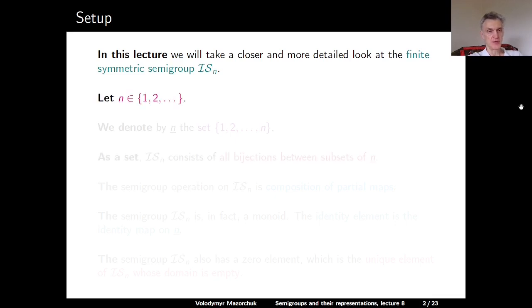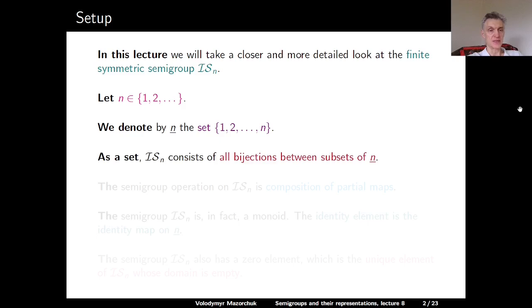So let n be a positive integer. We denote by n underlined the set which consists of the integers 1, 2, 3, and then all the way up to n. As a set, the semigroup ISN, so the symmetric inverse semigroup on n elements, consists of all bijections between subsets of the set n underlined. And the semigroup operation on the semigroup is composition of partial maps.